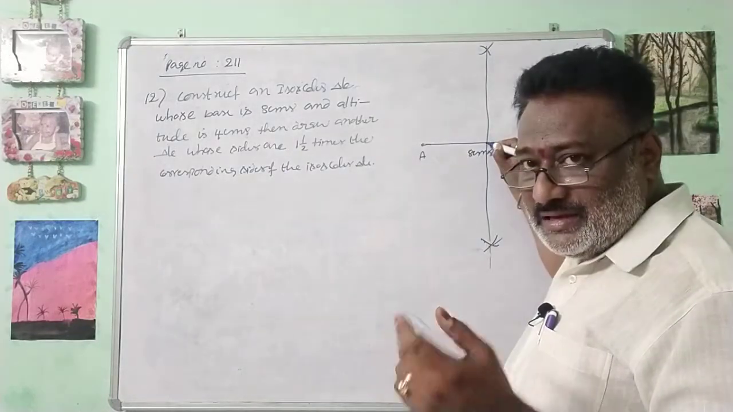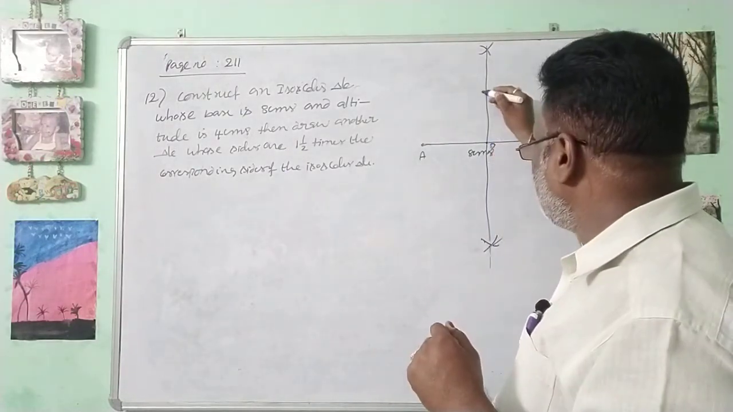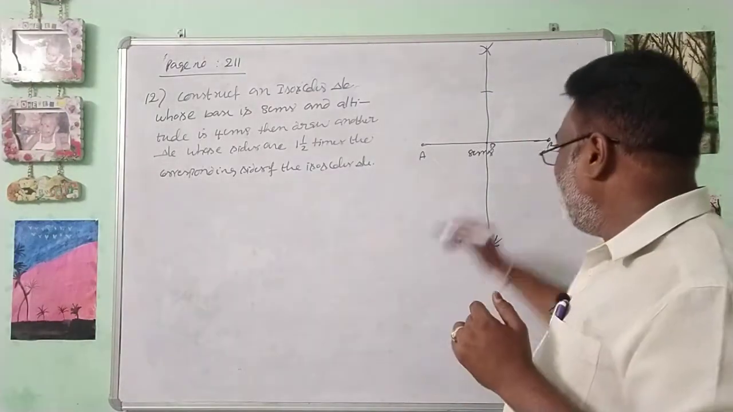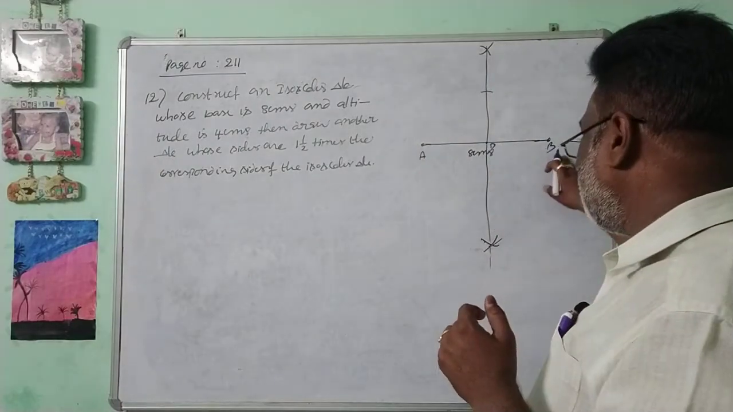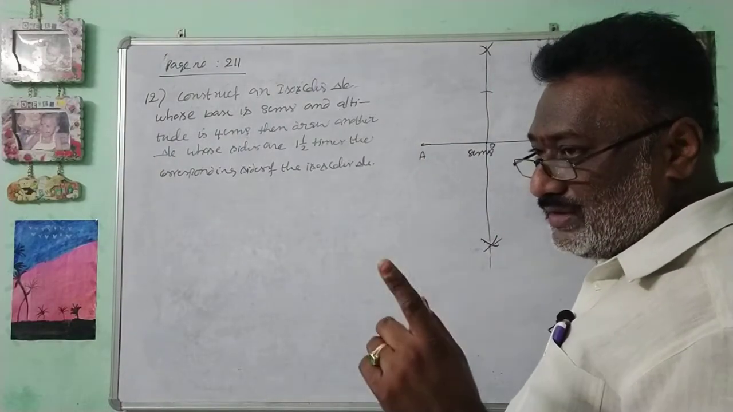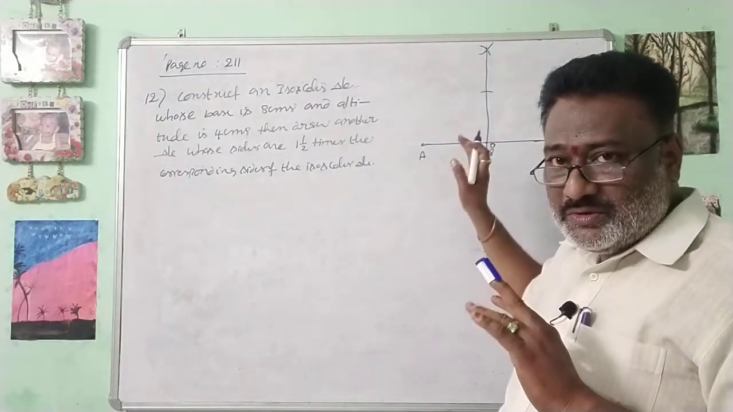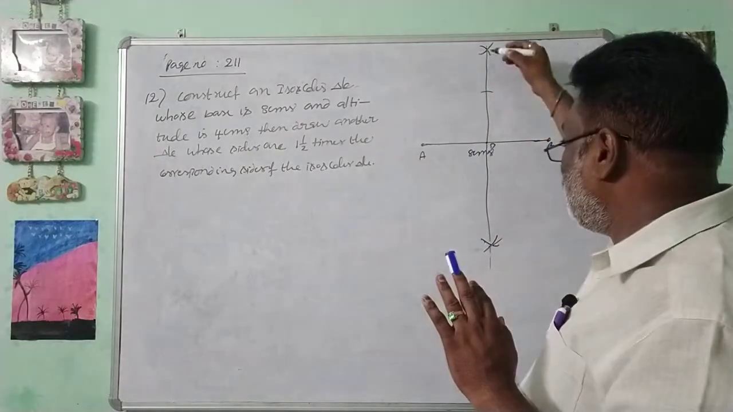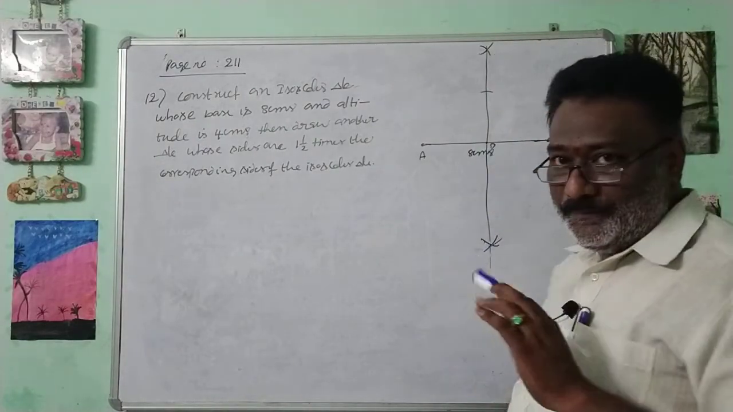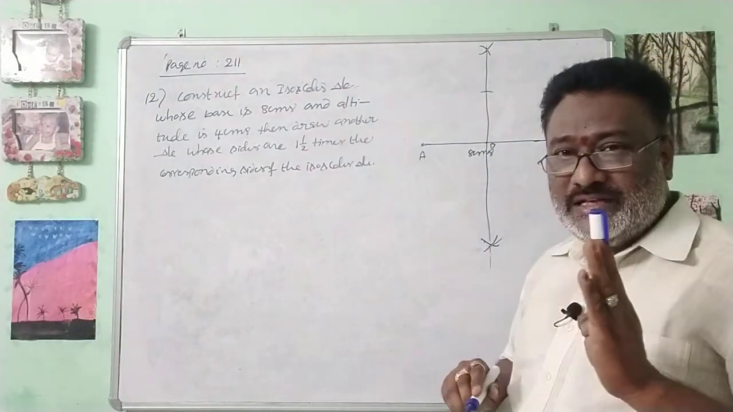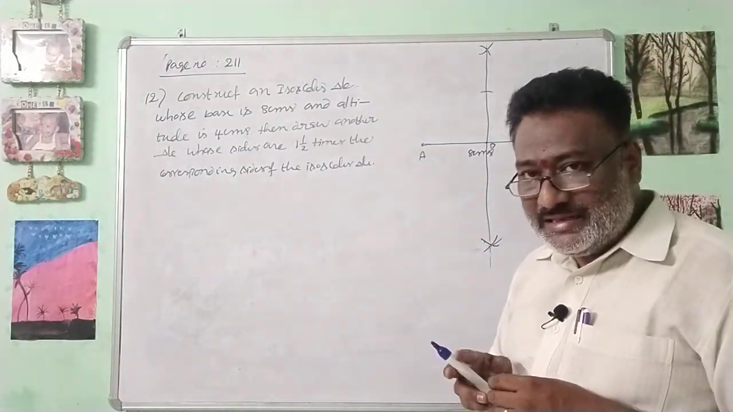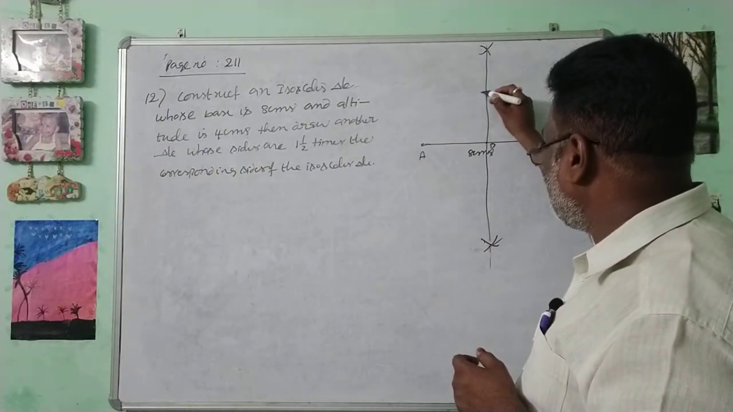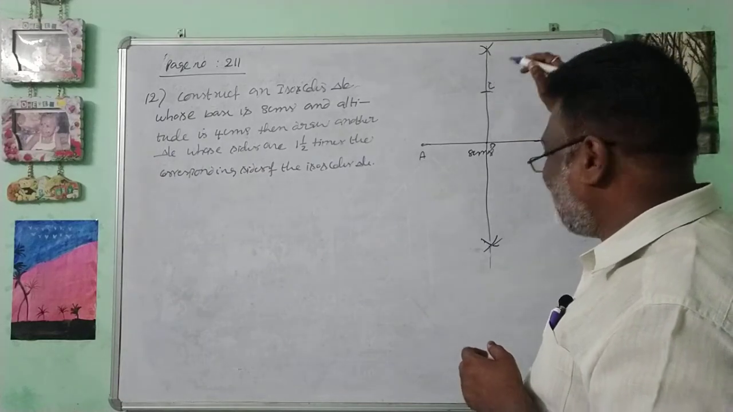After that, by using the compass and 4 centimeters of radius, we need to draw one arc. Let me explain one more time. First of all, you need to draw a line segment AB of 8 centimeters. That is the base of that isosceles triangle. After that, we need to draw one perpendicular bisector for this line segment AB. Let the point where this perpendicular bisector meets AB be D. Now with D as center and 4 centimeters as radius, we need to draw one arc to cut the perpendicular bisector at a point. That point we need to take as C.